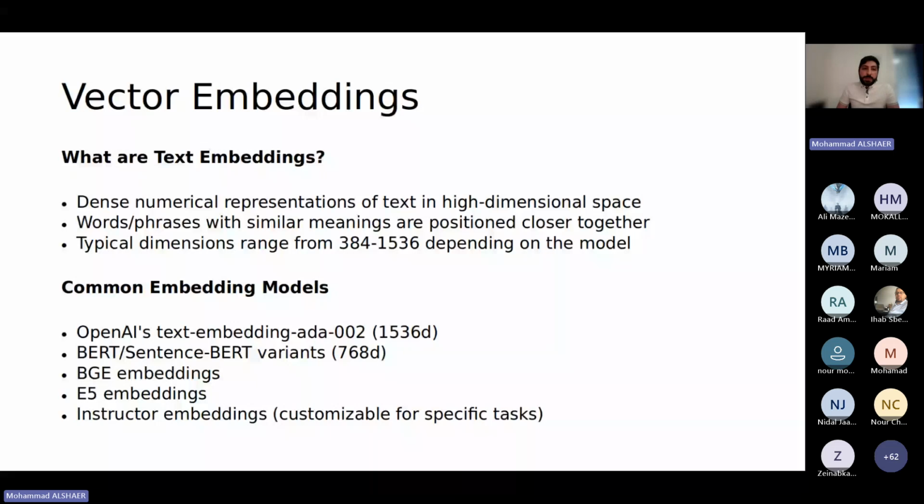There are a lot of embedding models in the market. Some of the most important ones, I would say: OpenAI's text embedding ADA, BERT, sentence BERT variants, BGE embeddings. We have Jina embedding, which I didn't mention here. It's very interesting for working with multilingual data, supporting multiple languages at the same time. And also instructor embedding, where we embed certain words with their instructions in order to perform specific tasks.